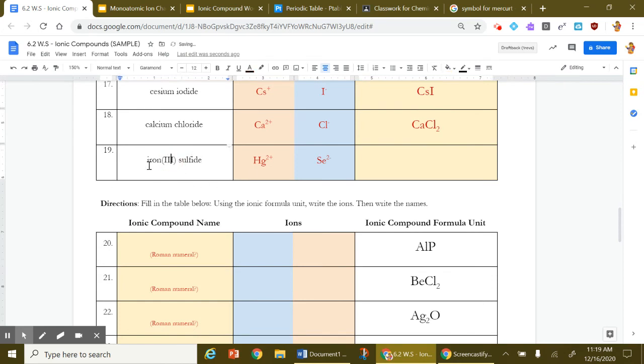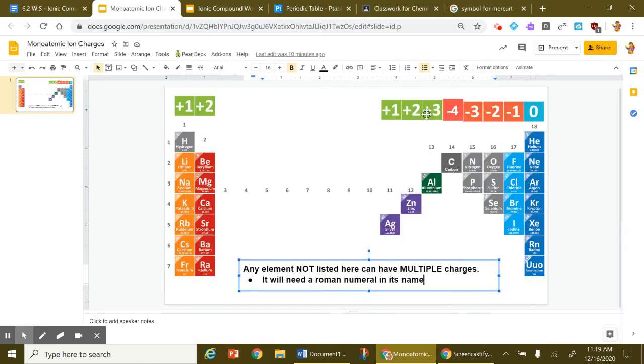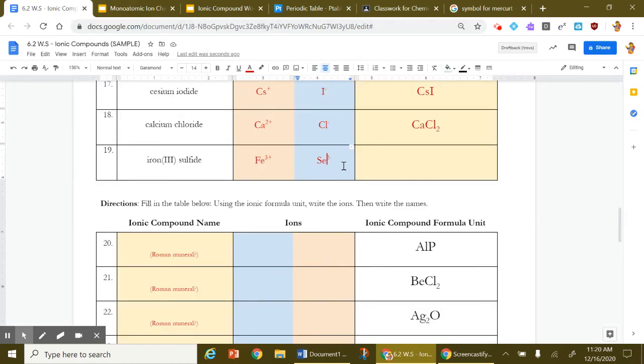Okay, I changed this to iron 3. Okay, so iron 3 sulfide. Well, iron 3, we've done iron before. That's Fe. And iron 3 has a 3 plus charge. How about sulfide? I don't think we've seen sulfide in a while. Sulfide, that's sulfur with a 2 minus charge. So we're going to make this S2 minus.